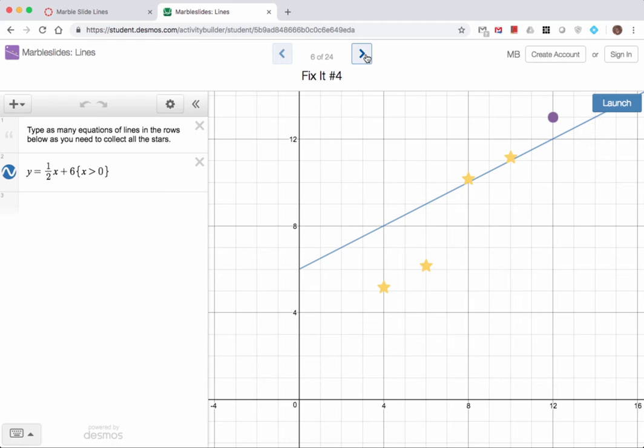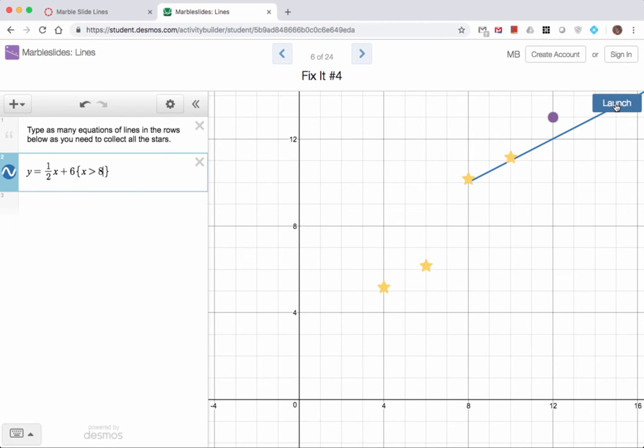All right, so what about this one? Okay, how can we fix this one? So they're going to ask us to not only put in a domain restriction, but possibly a second line. They say add as many equations as you need to get all the stars. Well, first off, we can see the line is too long, so we need to bring it back a little bit. So let's bring it back to say, oh, I don't know, we can bring it back to 8. So make the x's bigger than 8.